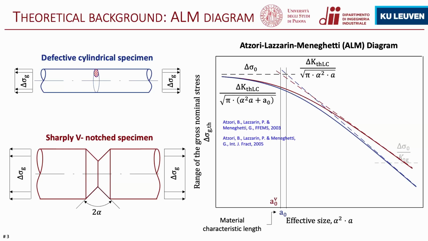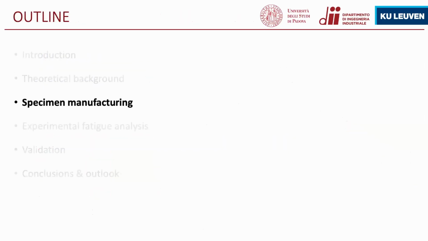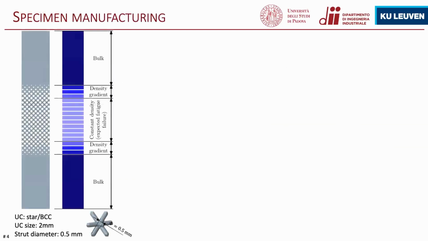And we can now move on to the validation of the diagram, starting from the materials and methods, and in particular from the specimen manufacturing. We analyzed lattice structures with a unit cell that is named star or BCC, and you can see it here. The unit cell size is 2 millimeters, and the strut diameter is 0.5 millimeters, the nominal one.